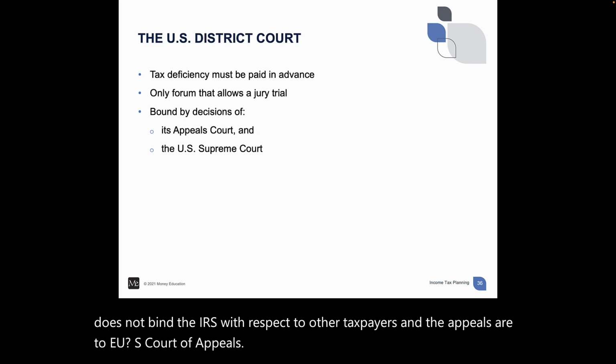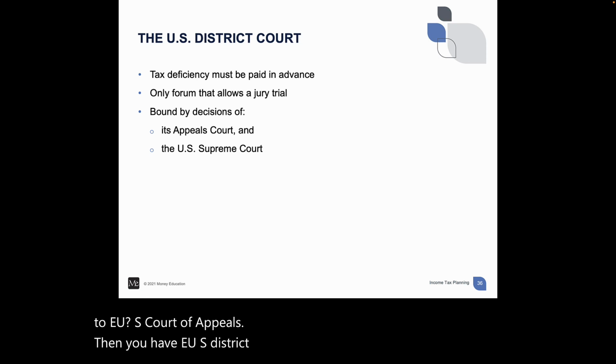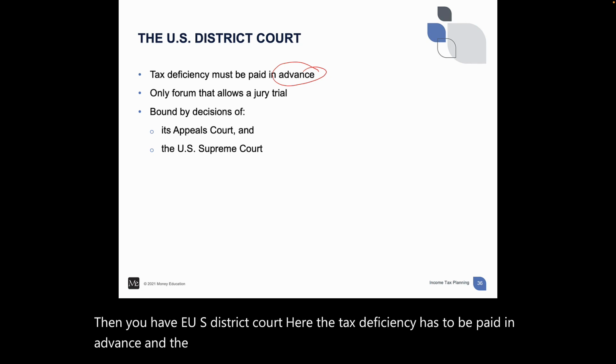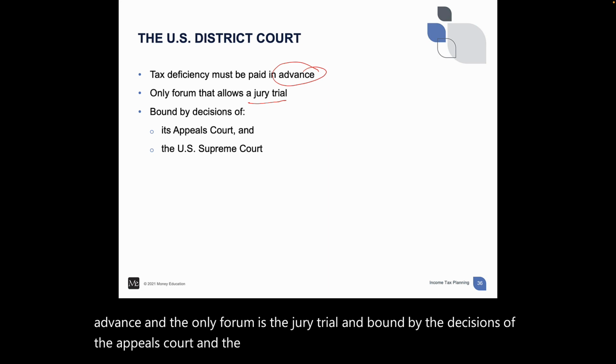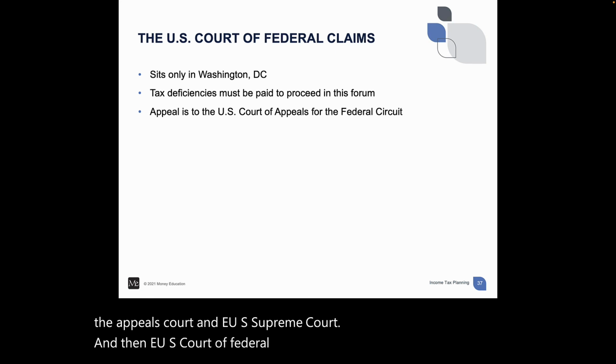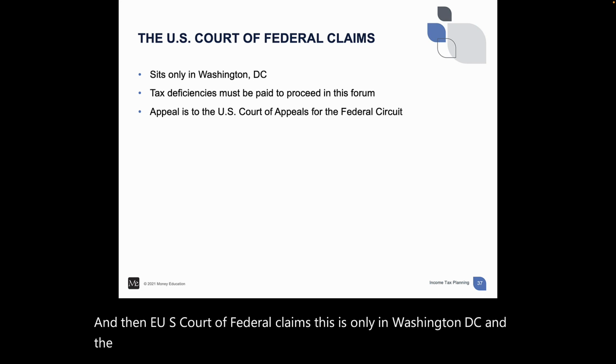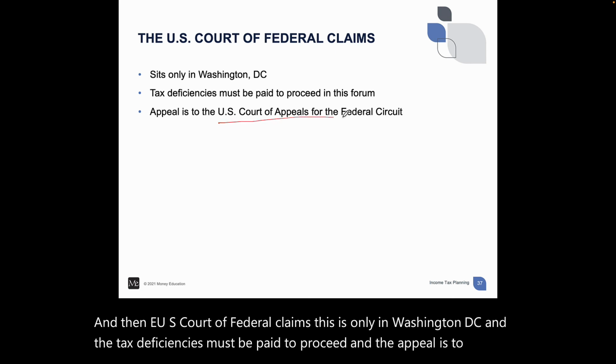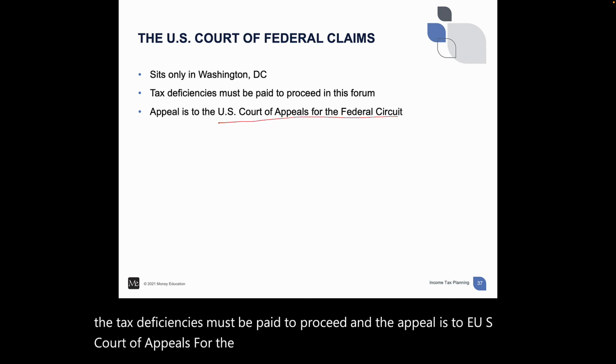Then you have the U.S. District Court. Here, the tax deficiency has to be paid in advance, and the only forum is the jury trial, and it is bound by the decisions of the Appeals Court and the U.S. Supreme Court. And then the U.S. Court of Federal Claims, this is only in Washington, D.C., and the tax deficiencies must be paid to proceed, and the appeal is to the U.S. Court of Appeals for the Federal Circuit.